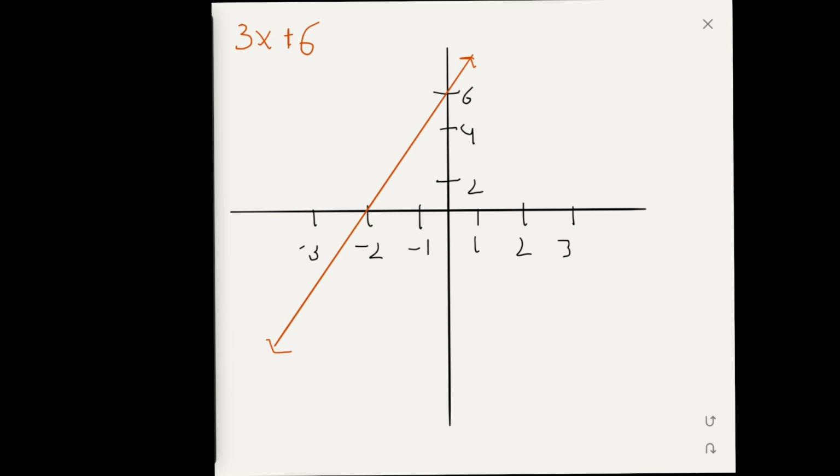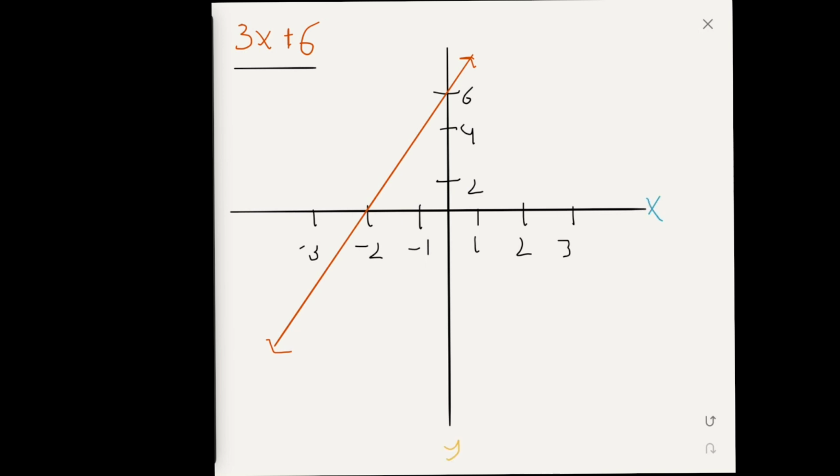Okay, over here we have the line of the equation 3x plus 6. As you can see, it is a linear equation. So let's try to find the x and y intercepts of this line. Take a moment and pause this video and look at the graph and try to find the points that coincide with the x and y axis and try to point them out.